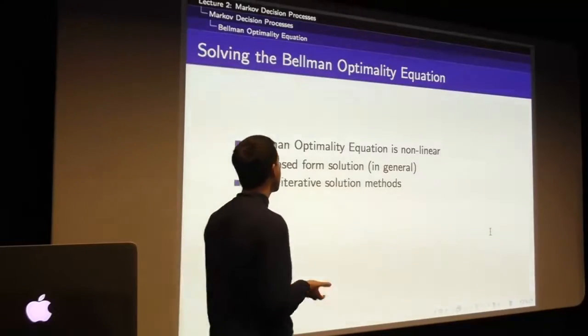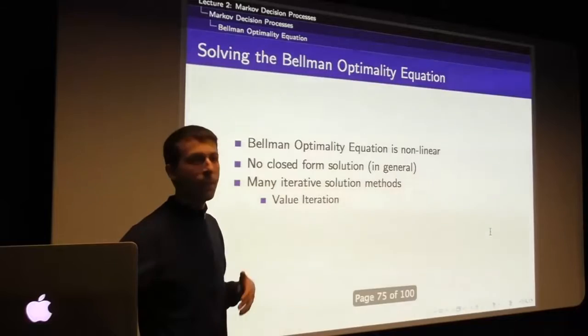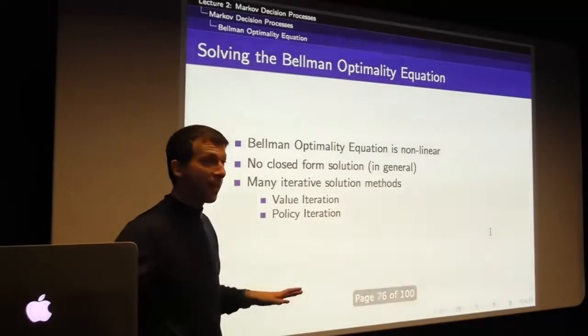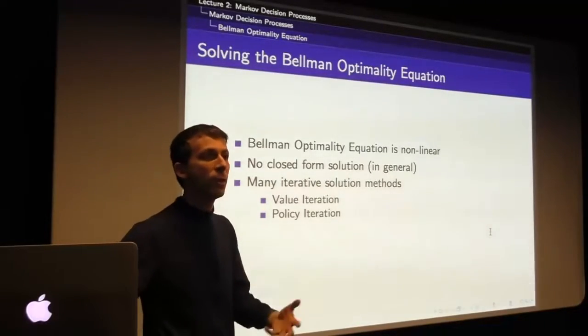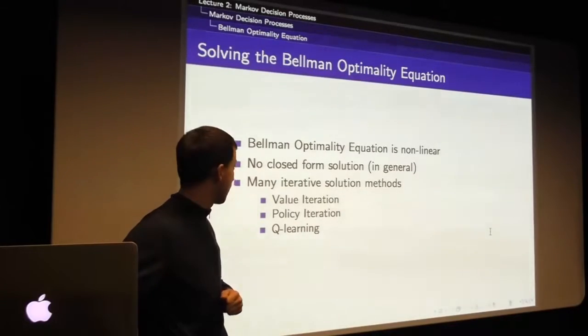And how do we be smarter? Well, using iterative solution methods, of which the best known examples are value iteration, policy iteration, which we'll talk about in the next class. These are dynamic programming methods for iteratively solving these recursive equations. And Q-learning, which we'll talk about in a subsequent lecture.